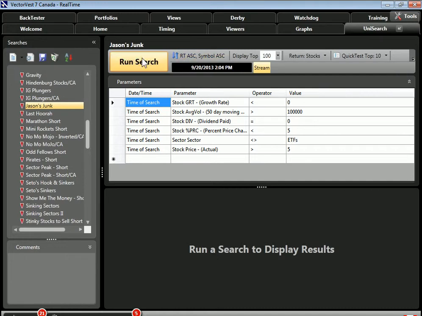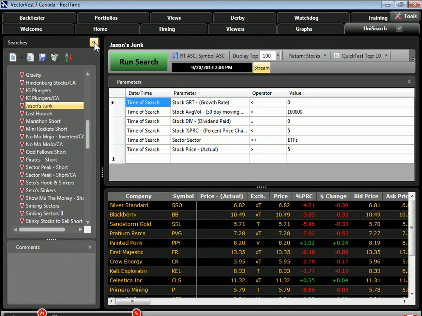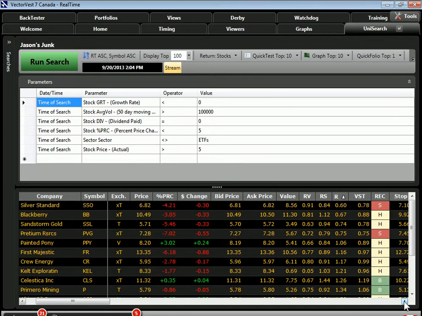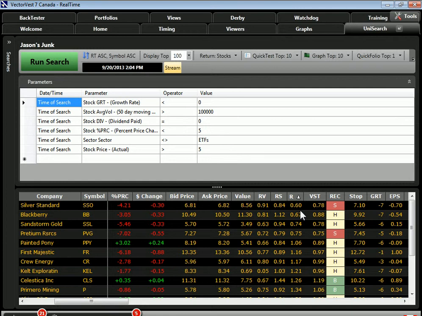If I go ahead and run that search, I'll close our search directory. We can see for the most part we have overvalued stocks with pretty poor fundamentals, no upside potential here, with RVs being well below 1. Most of the RSs are below 1 as well. You can see that most of these stocks are in downtrends. Some have sell recommendations, and look at the earnings growth rates. They're all negative. And not only are they forecasted to lose money, but most of these companies are currently losing money with negative earnings per share. So these are great stocks to short in a down market.